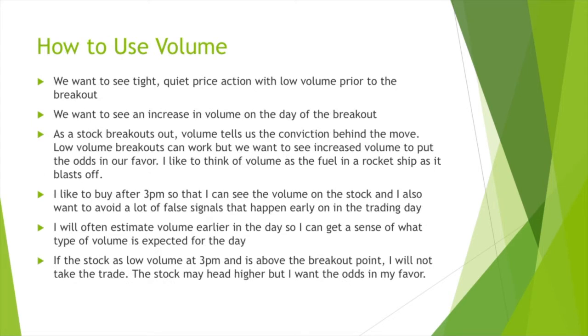When we talk about volume, we want to see tight, quiet price action with low volume prior to the breakout. We want to see an increase in volume on the day of the breakout. I like to see volume above average on the breakout. A lot of CAN SLIM traders want to see volume 40% above average. For me, as long as it's average, it's buyable. But if you want even more conviction, then you'd say 40% above average.